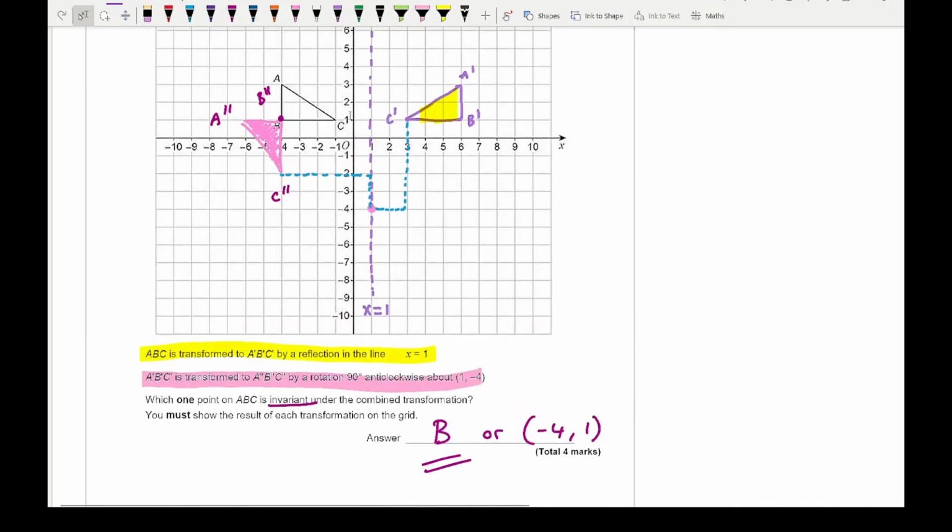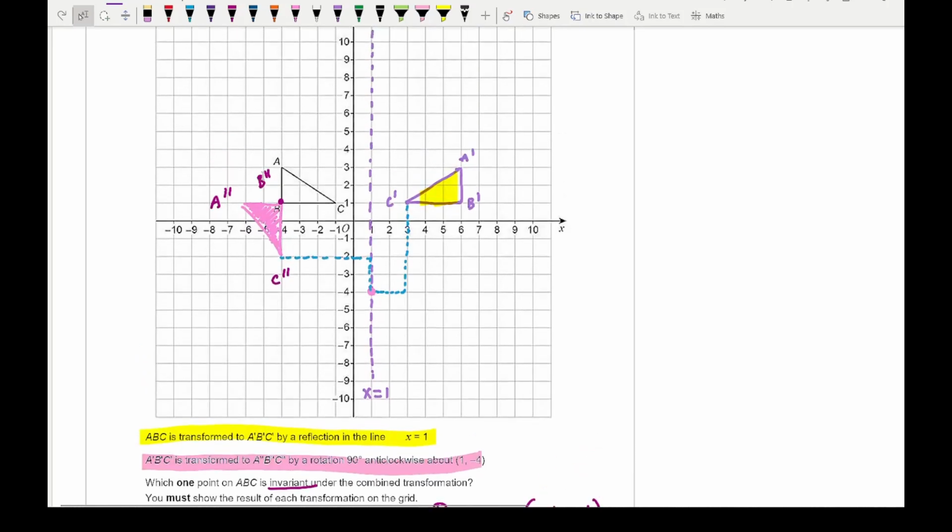Now if a question did ask what's the combined transformation, then I would say it's going to be reflection on the line, and then what you then need to do is draw your mirror line, which is going to look something like that with a straight line.